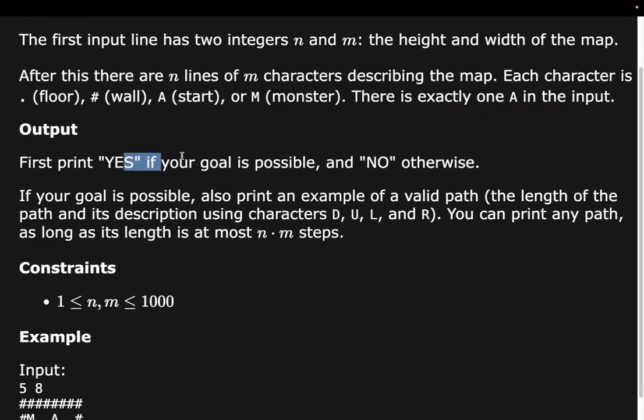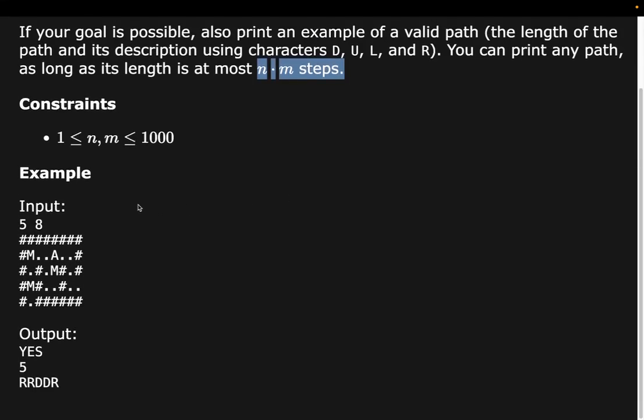So you need to print YES if your goal is possible and NO otherwise. And if your goal is possible, you also need to print an example of a valid path. That is the length of the path and its description using characters D, U, L, and R. You can print any path as long as its length is at most n times m steps. N and m are of the order of 1000. So any solution that is working in n squared or n times m will definitely work.